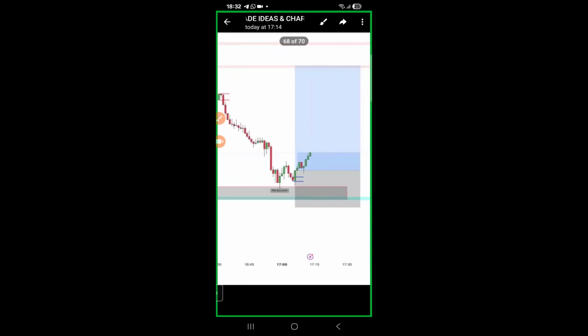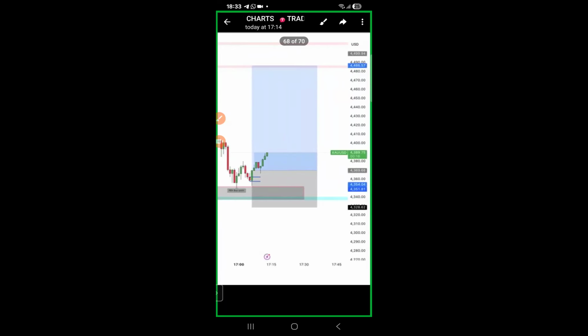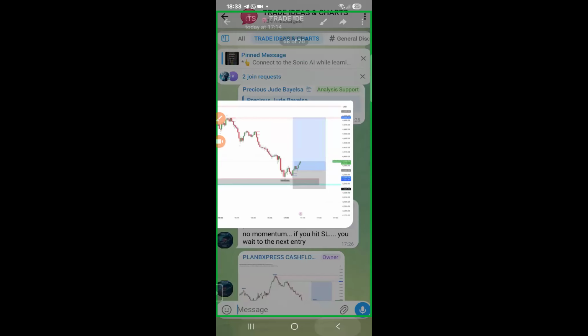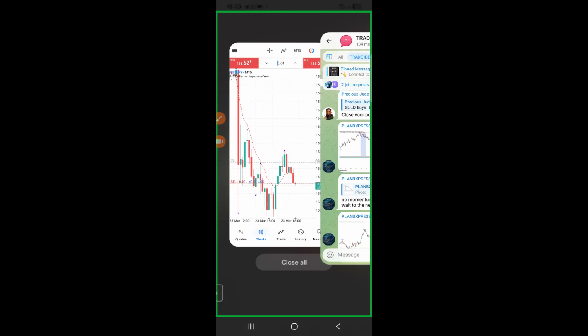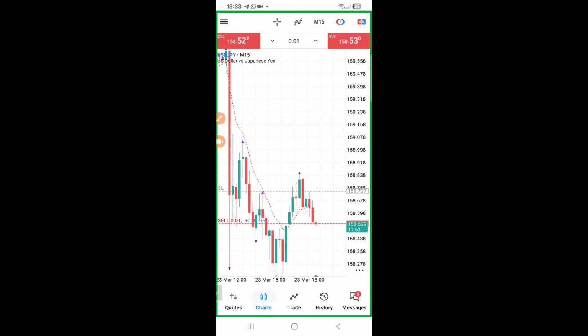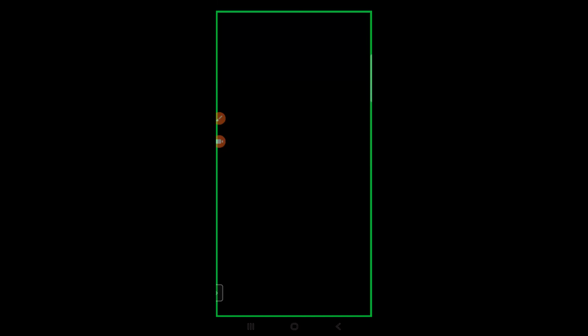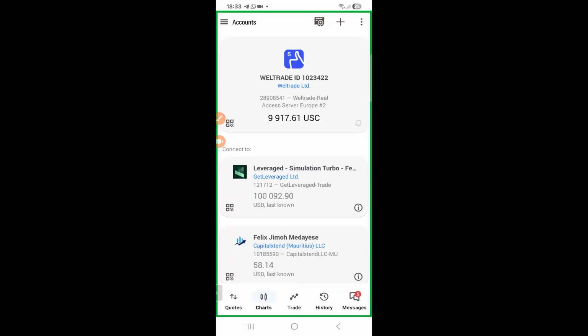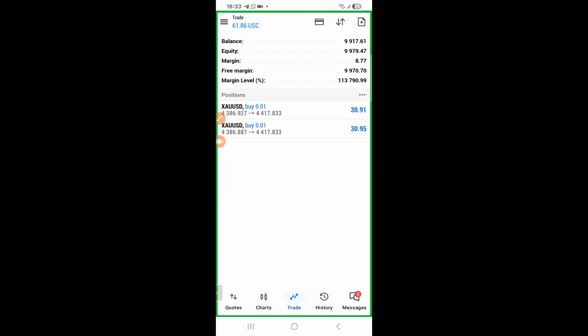Can you see now? It's already moving though. It came down again. So let's look at, I think I have a signal on gold. Right? So now you can see the way the gold is going. So assuming I want to just take profit, I can take profit.